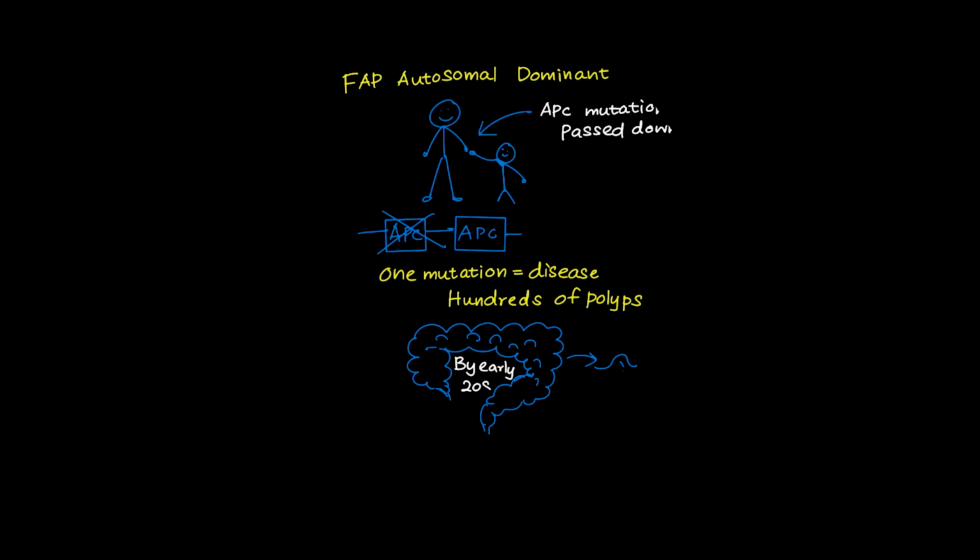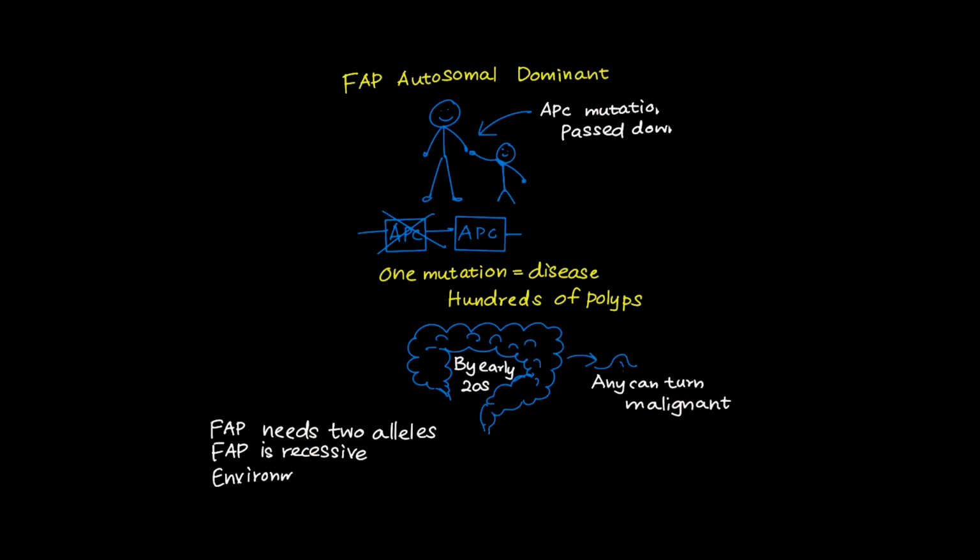This pattern breaks the classic two-hit rule because the disease manifestation starts with just one hit. The later progression to actual cancer inside specific polyps does follow the two-hit pattern, but the polyp formation itself is dominant. Option A is wrong because FAP needs only one mutated allele. Option B is wrong because FAP follows autosomal dominant rather than recessive rules. Option C is wrong because the single mutation rule comes from the dominant genetic pattern rather than environmental triggers.